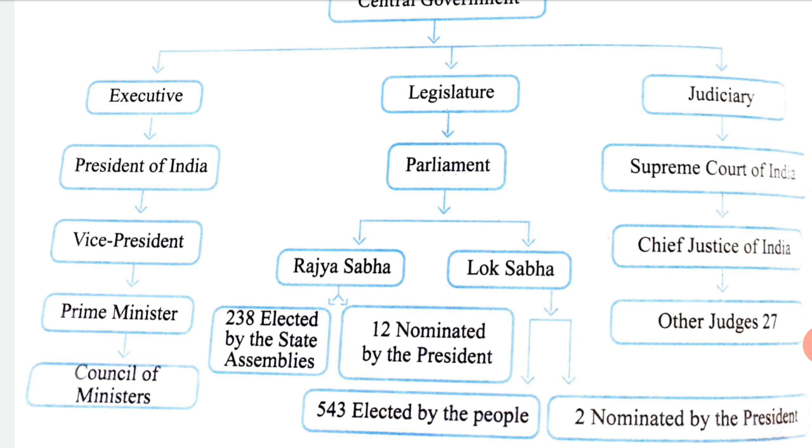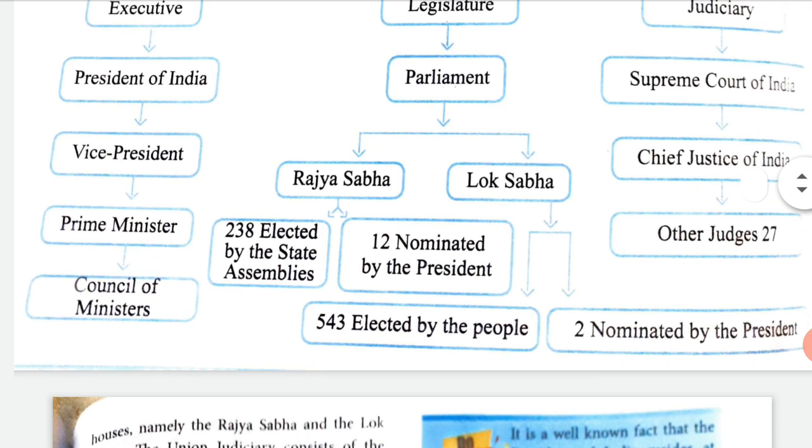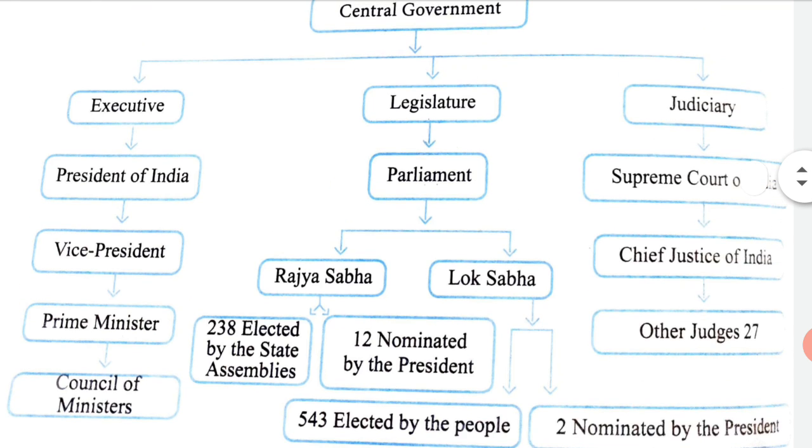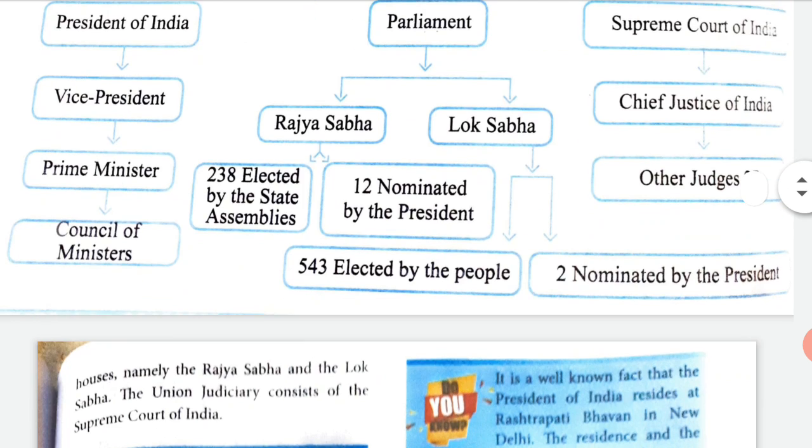Under Rajya Sabha, we have 238 elected members. They are from the State Assembly. And 12 people are nominated. Nominated means elected by the President. Whereas Lok Sabha, if you see, there are 543 people. They are elected by the people of India, and 2 people are nominated by the President himself. And under the judiciary, we have the Supreme Court of India, Chief Justice of India, and we have 27 judges.